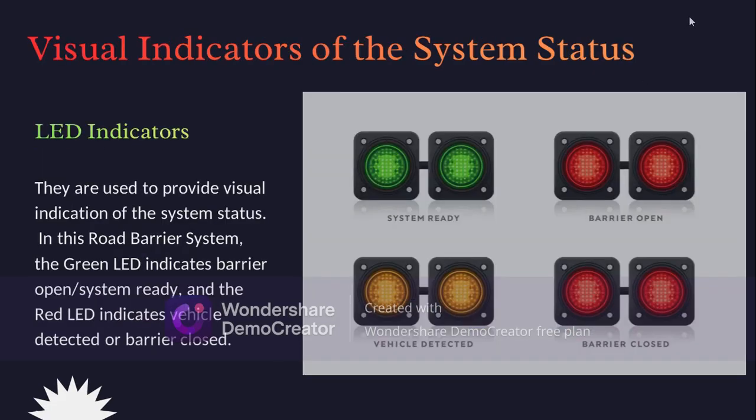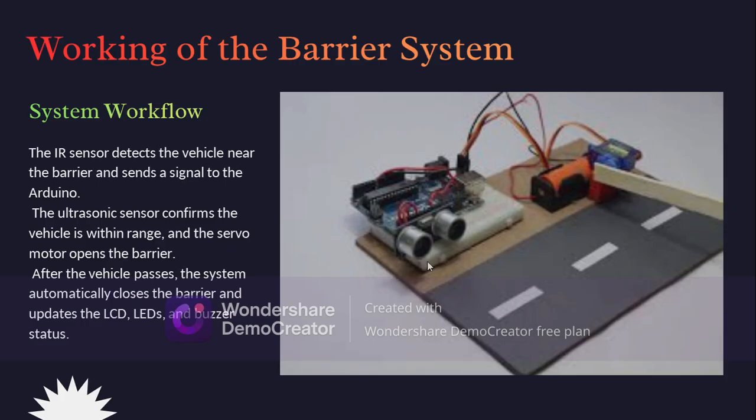And these are the LEDs. I'm using LEDs to indicate when an object is detected and when the barrier is open. It will show you the red LED glowing, and when an object is not near the sensor, it will glow the green LED. So these are the components I'm using in my project. Now let's move on to a new topic.